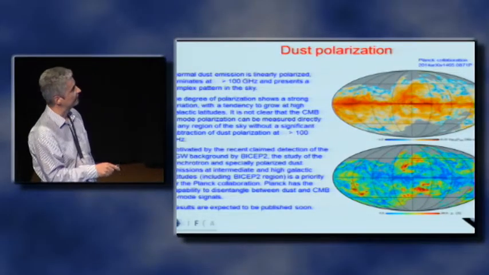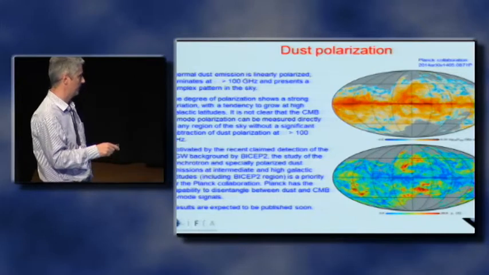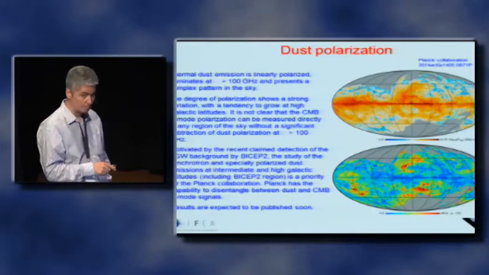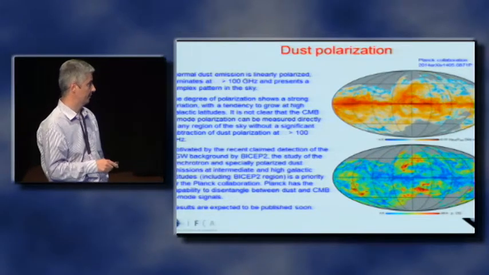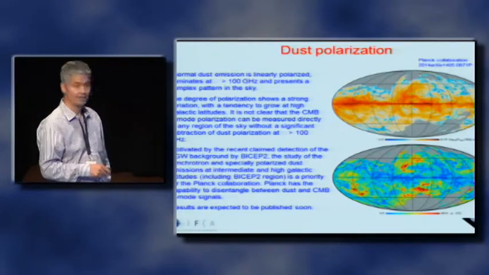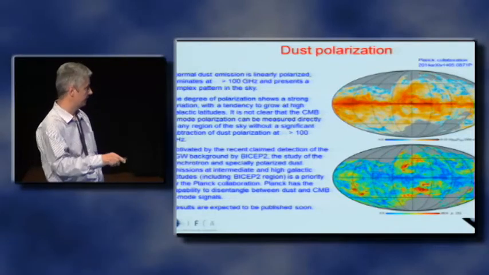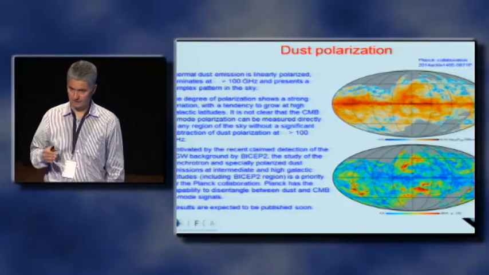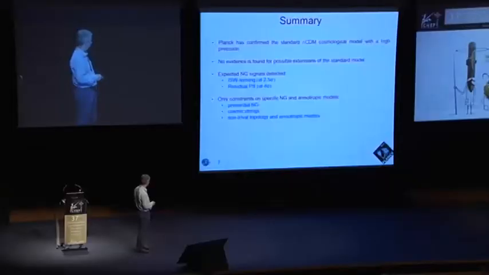Motivated by the recent claimed detection of the primordial gravitational wave background by BICEP, the study of the synchrotron, and especially the polarized dust, is a priority now in Planck. And Planck has the capability to disentangle the different signals. Unfortunately, we don't have the results yet, but we expect to have them within a few weeks, probably within a month. You will see what the dust is in these regions, and in particular in the region probed by BICEP.